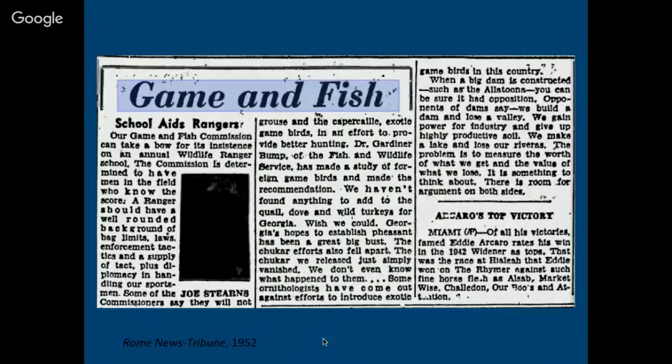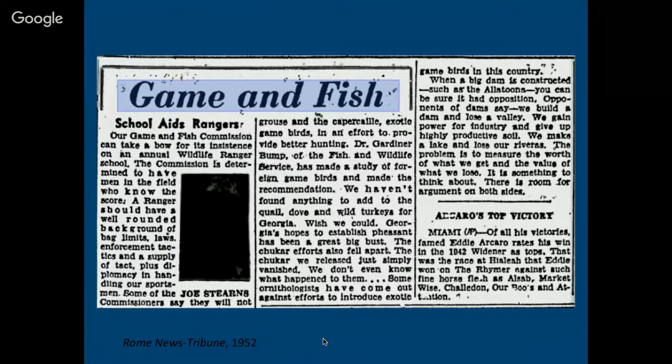So essentially what Fish and Wildlife Service was doing was targeting particular game bird species, going to the country of origin of those species, trapping those birds and bringing them back. So here's a newspaper article from Georgia from 1952.